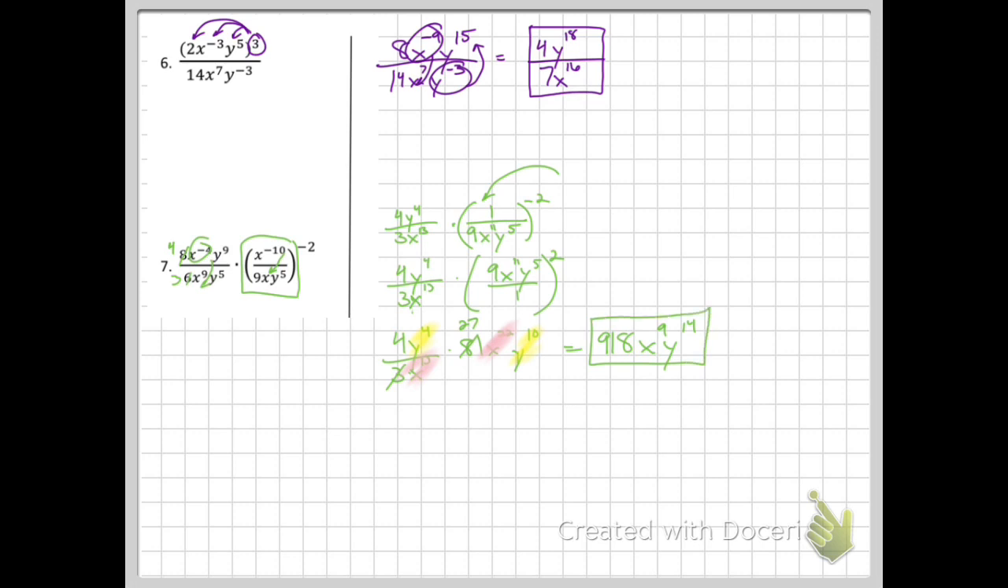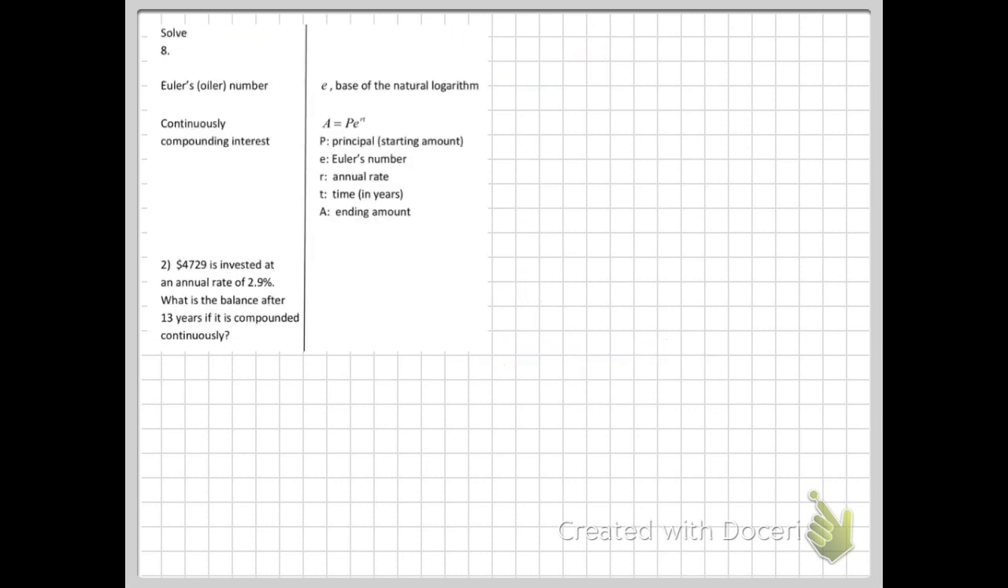Just take it one piece at a time. Remember, you can't combine anything if it's still in a big parentheses. So big parentheses need to be handled first.